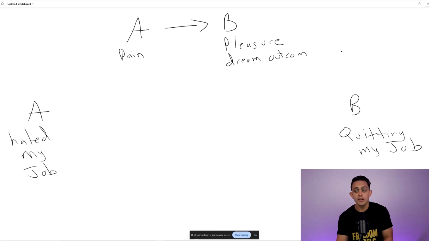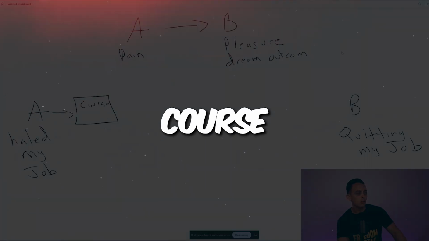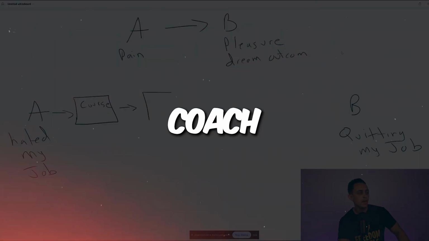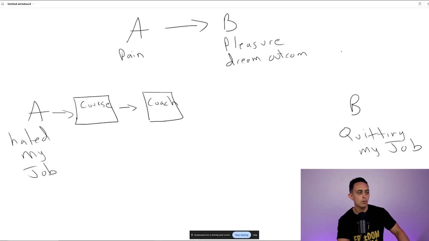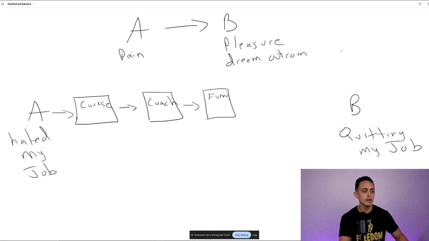So these are the things that I needed and the things that actually helped me quit my job. The first thing that I needed, and I'm just going to put a little box here, was a course. I needed a course to teach me. At the time, it was teaching me affiliate marketing. Then I needed a coach because I wanted accountability. I wanted someone to push me, to get me out of my comfort zone. And then later on, I needed a funnel builder, because I needed to build funnels.